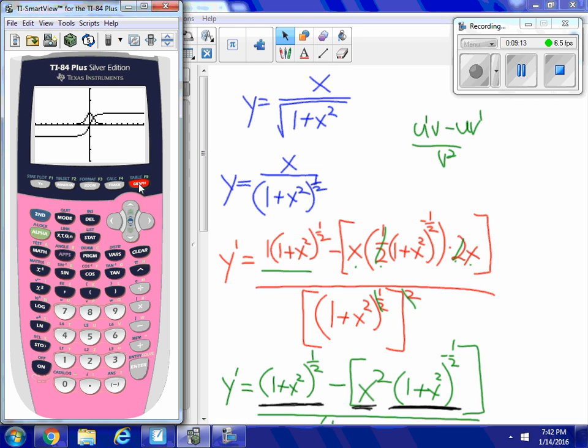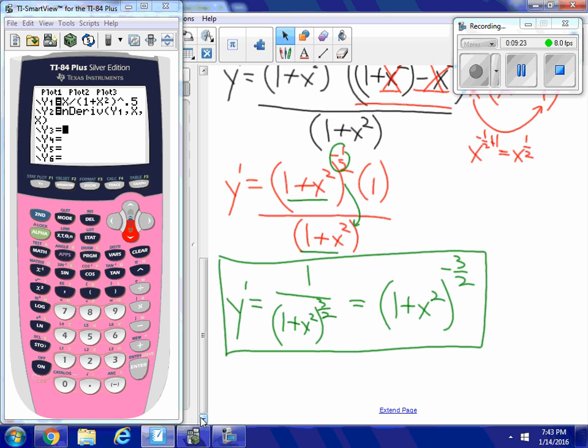There's my derivative. Now I'm going to go to my y equals, and I'm going to enter the equation that I got for my derivative, which is parentheses 1 plus x squared, close parentheses, caret, parentheses, -3 divided by 2. I could have gone -1.5, but I did it the way that I had it written.